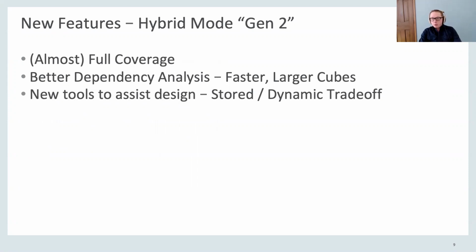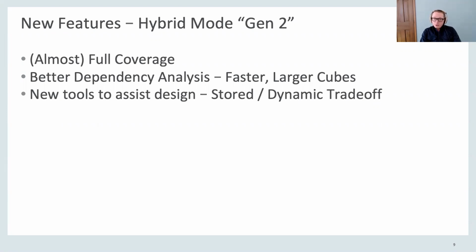But the Oracle development team have done a lot of work on improving dependency analysis, which is how, when Essbase looks at a formula, it decides which bits of input data it's going to need to grab and process to give you the result of that formula. And they've done a lot of work on that to make Hybrid mode more efficient in 21c. That means queries are faster. It also means you can get away with building larger and larger cubes.